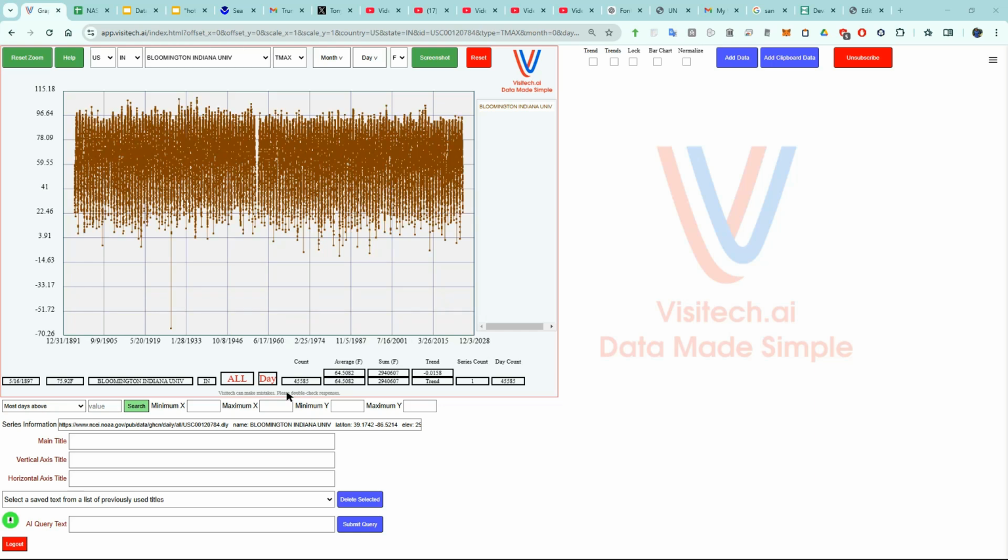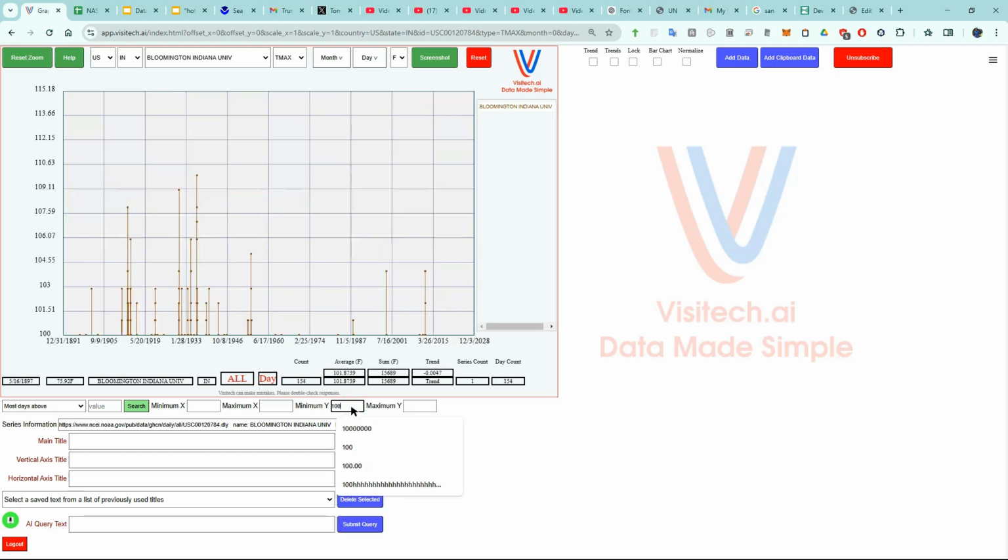What we're seeing now are all 45,585 daily maximum temperatures recorded at Bloomington, Indiana. Let's take a look at all the days over 100 degrees recorded at Bloomington. I'm going to enter 100 for the minimum Y. Now I'm going to enter 110 for the maximum Y. We can see that Bloomington has had 154 days over 100 degrees.